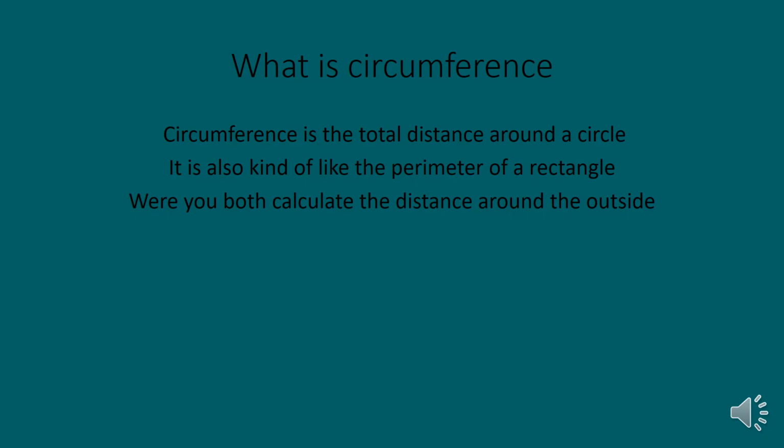What is circumference? Circumference is kind of like perimeter. It's just the distance around the shape, the total distance. Like, the circumference is for circles and perimeter is for everything else.